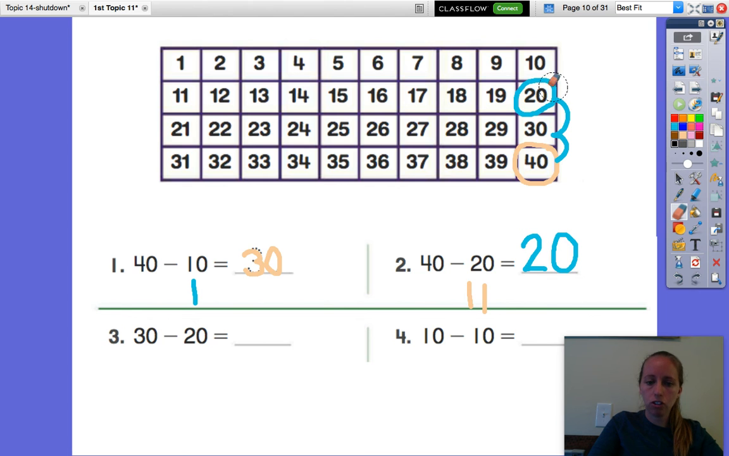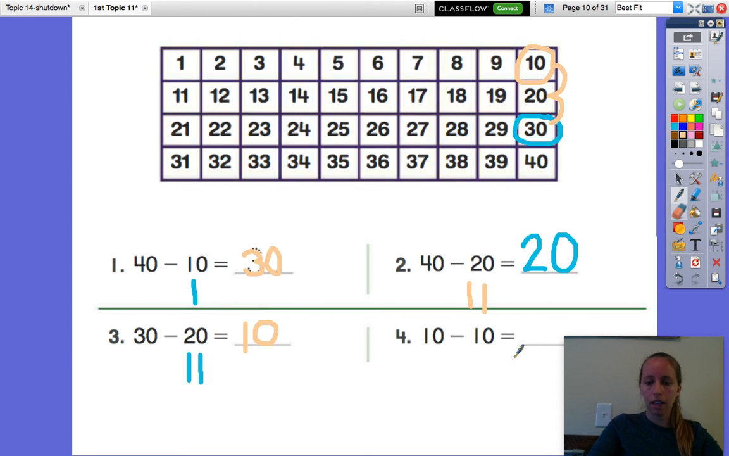All right, let's try number 3. Number 3 says 30 minus 20. So I am going to start on 30 this time. Find 30. I'm going to circle it to help me. And I'm going to take away 20. I know that 20 is two groups of 10. 10, 20. So I'm going to jump up 1, 2 times, right? So 30, take away 10, take away 20. 1 jump, 2 jumps, and what do I land on? I land on 10. So 30 minus 20 is equal to 10.